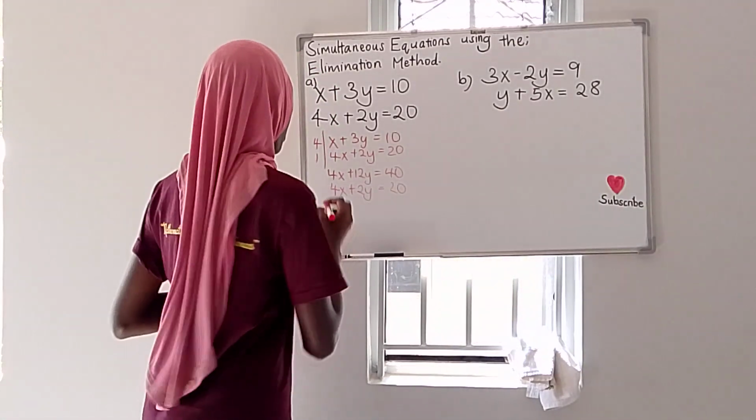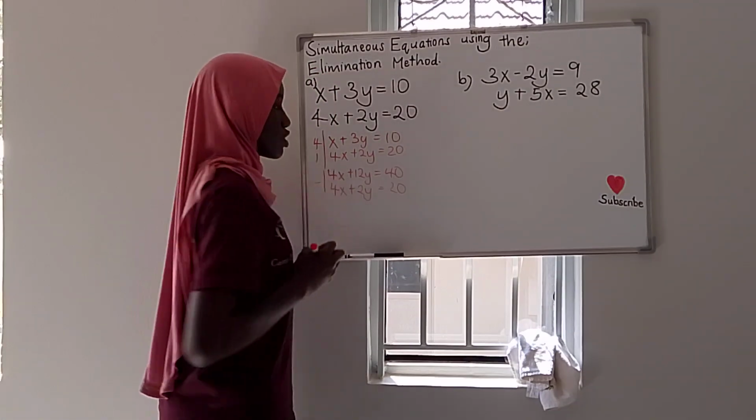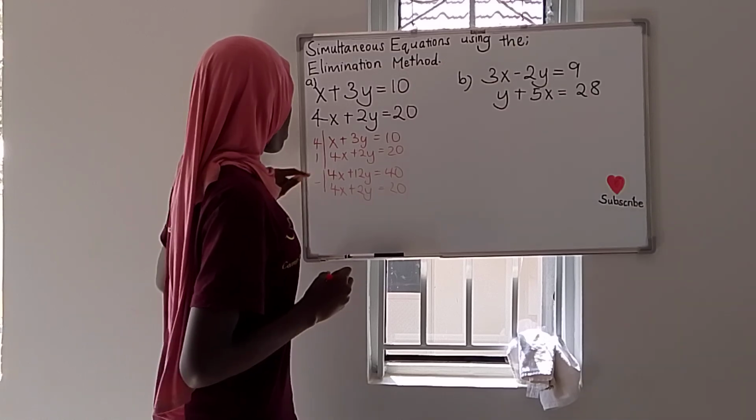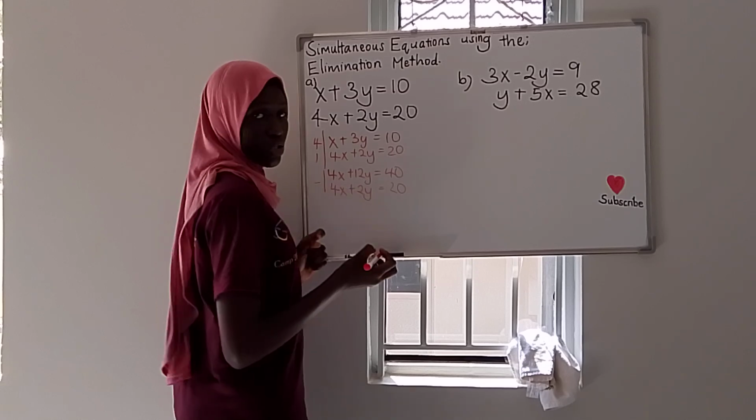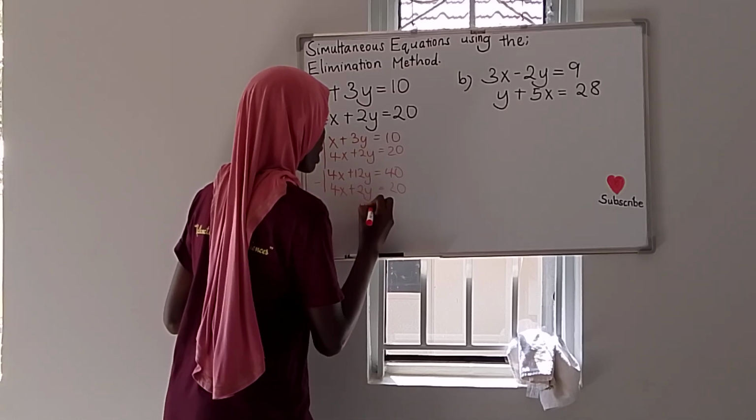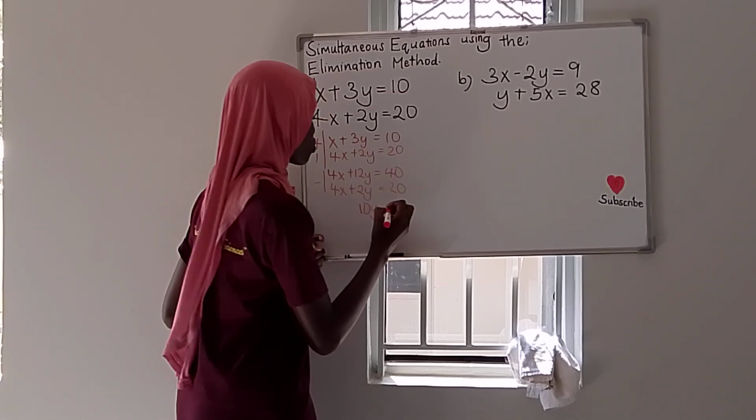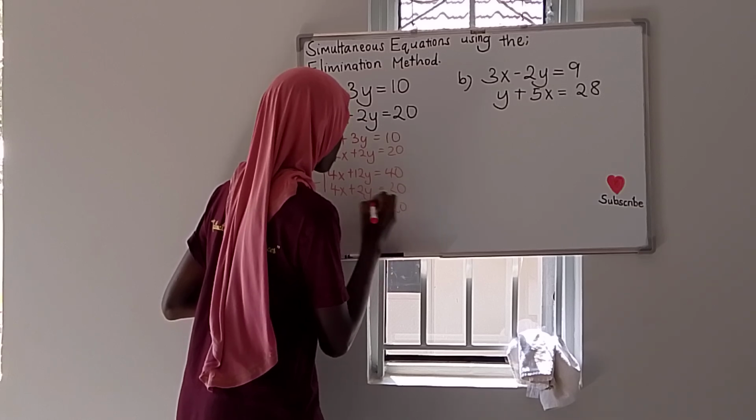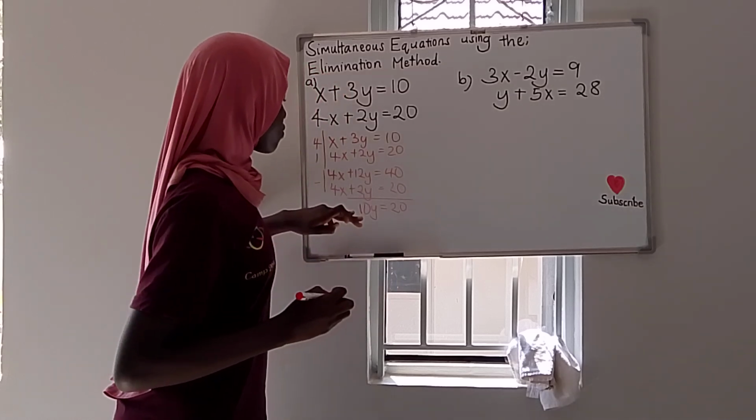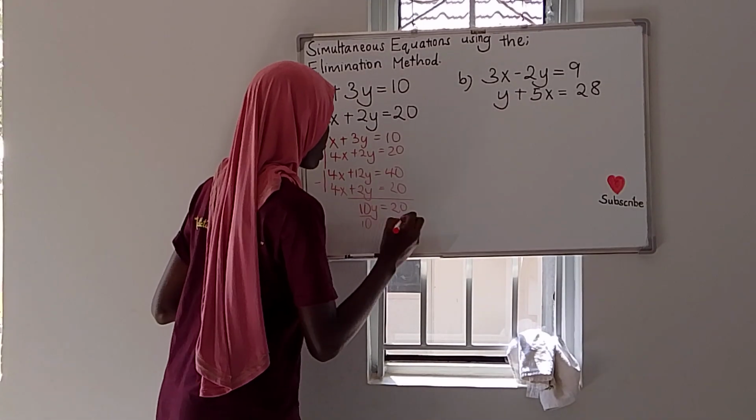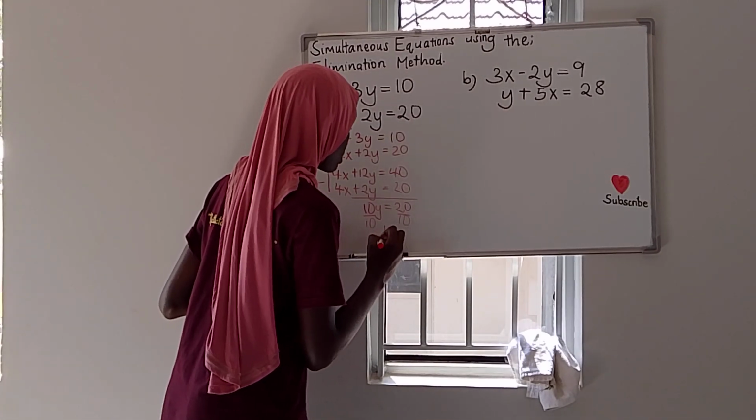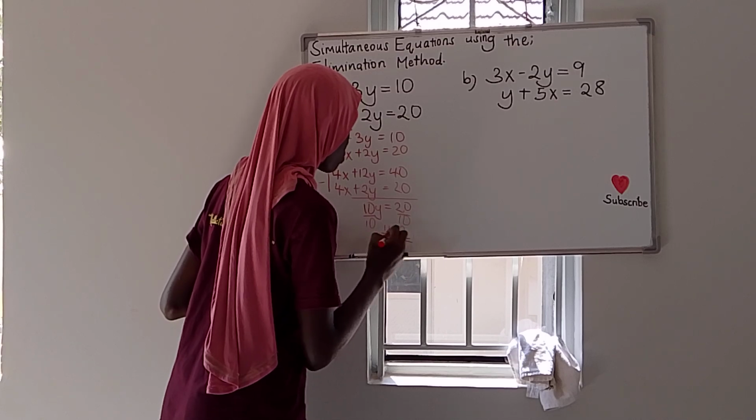Now here, we are going to subtract these two equations from each other. 4x minus 4x will give us a 0. So we'll be left with 12y minus 2y, which gives us 10y, and 40 minus 20, which gives us 20. So now that we have 10y is equal to 20, we shall divide this by 10 and this by 10, giving us our y as 2.